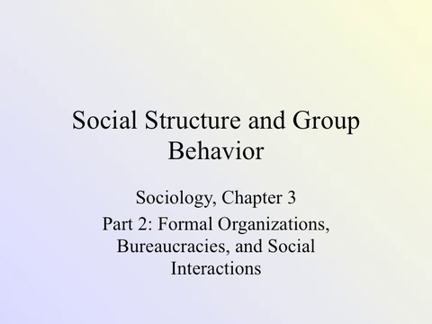Part 2 is going to deal with formal organizations, bureaucracies, and social interactions. At the end of our first video, we were talking about the various types of groups that exist within social institutions, and we talked about one of those being a secondary group. Now we have what's known as a formal organization, which is just a secondary group that is very large and very complex.